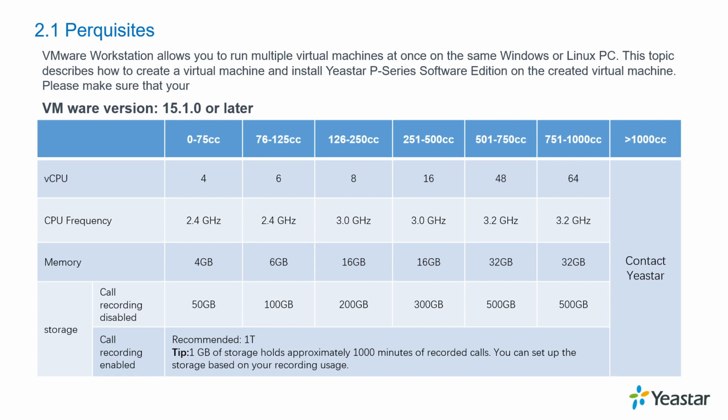Have a look. So if you're running the system with under 100 concurrent calls, for example, from 0 to 75 concurrent calls, the requirement for your VMware, this is just an example, let's take a look, VMware Workstation, will be 4 virtual CPUs. The CPU frequency will be 2.4 gigahertz. Memory is supposed to be 4 gigs. Call recording, if you want to have it, you will need to make sure you've got 50 gigs. This is what you need.